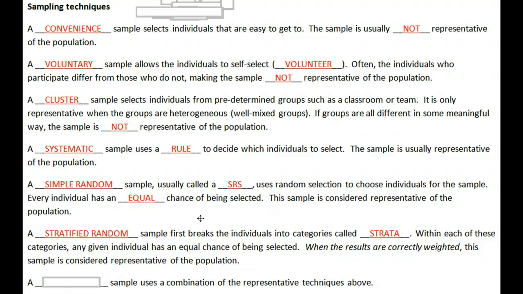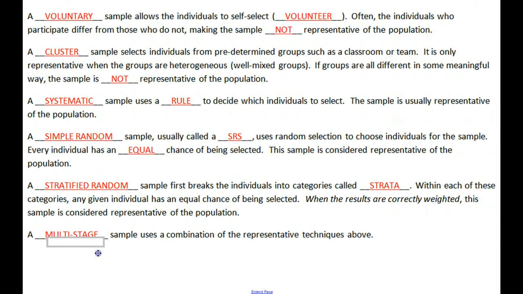But if you have any type of group that's underrepresented, there's not very many of them, that would be a good time to do a stratified random sample because it would guarantee you at least get some representation from each of those groups. And then finally, a multi-stage sample uses a combination of the representative techniques above. So the good techniques above can be combined in a variety of ways to do a multi-stage sample.